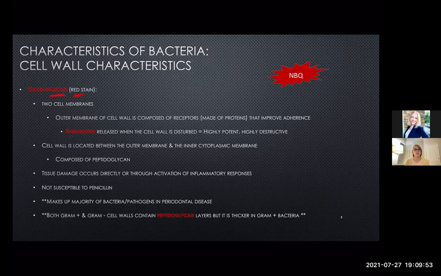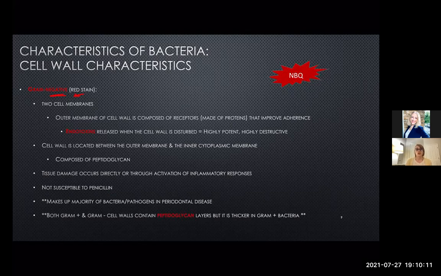So the cell wall is located between the outer membrane and the inner membrane, and this is also composed of peptidoglycan. So remember, that was the proteins and sugars that help to protect the outside of the bacterial cell.